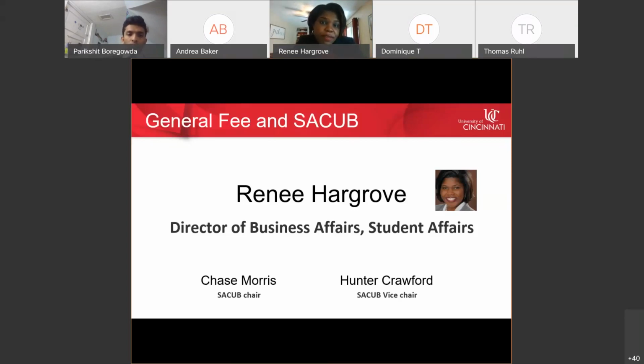In addition to that, we have students who fill other seats that are graduate students. So they may not necessarily be holding one of the graduate seats, but they are coming from the lens and perspective of a graduate student sitting in a different seat. And so the structure of SACUB is very inclusive, it's very diverse.